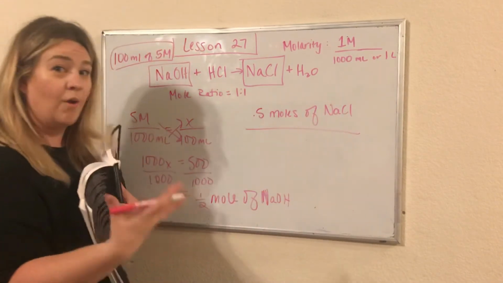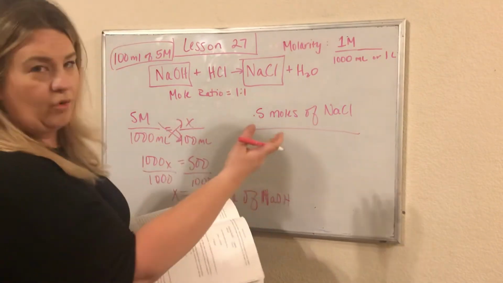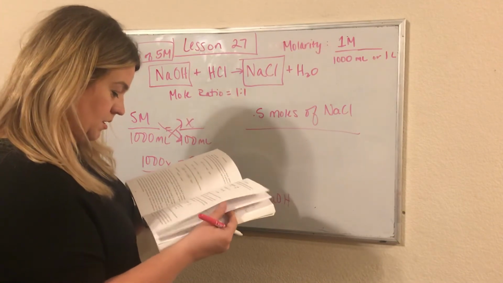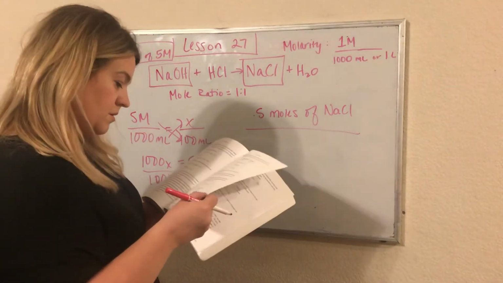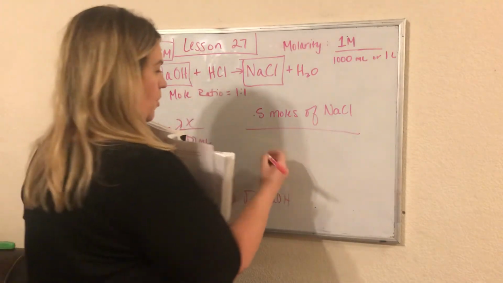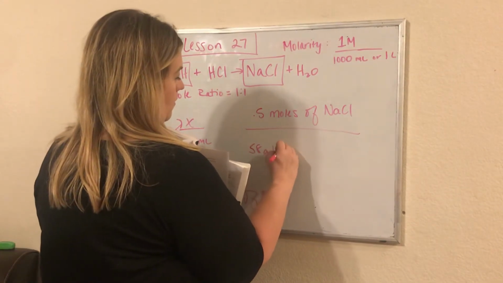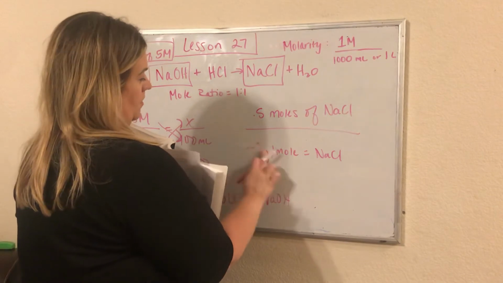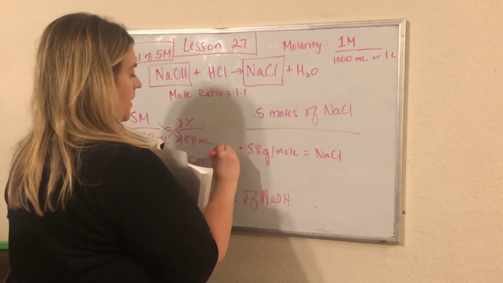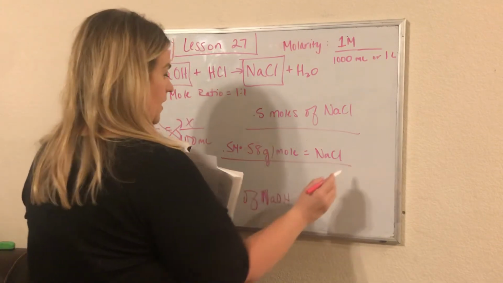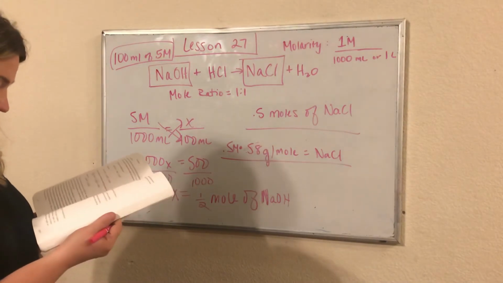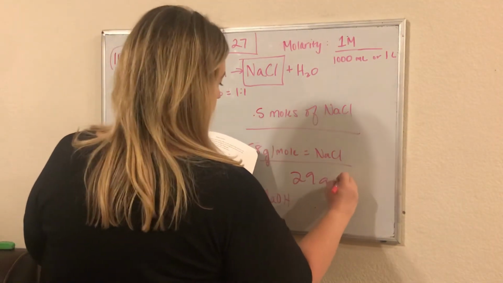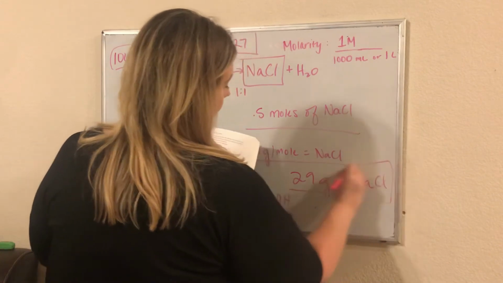So then how do we figure out how many grams we have? Well, that's pretty simple. We figure out the molecular weight of sodium chloride. Sodium chloride weighs 58 grams per mole. We have 0.5 moles, so we're just going to multiply it by 0.5. And so basically that's 29 grams of sodium chloride. That's our final answer.